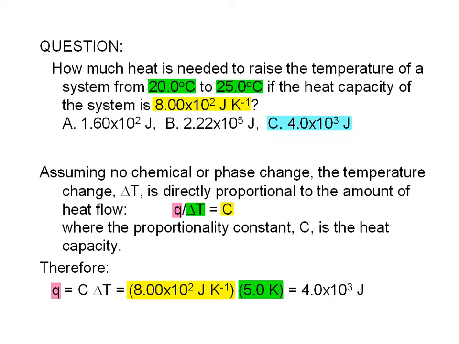Let's see if the answer makes sense. It takes 800 joules to raise the temperature by 1 degree. It should take 5 times more heat to raise the temperature by 5 degrees. 5 times 800 equals 4,000.